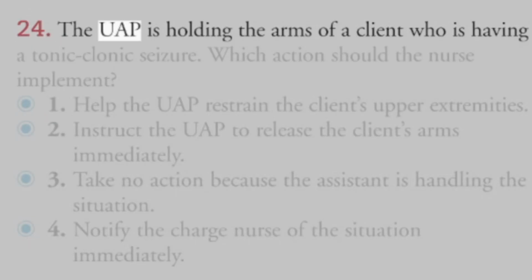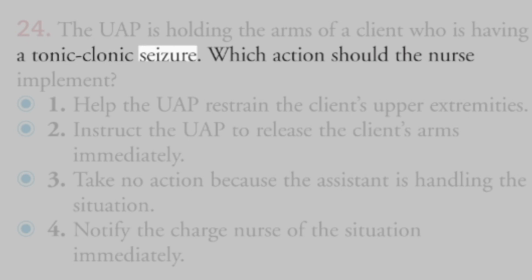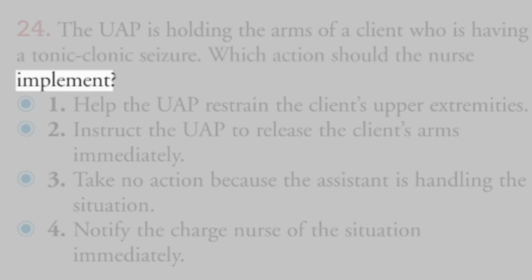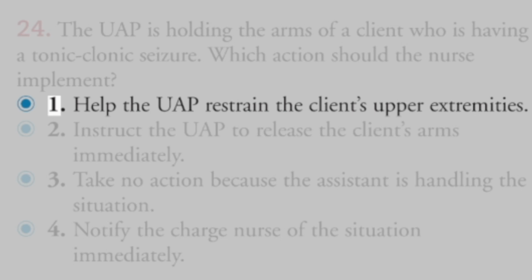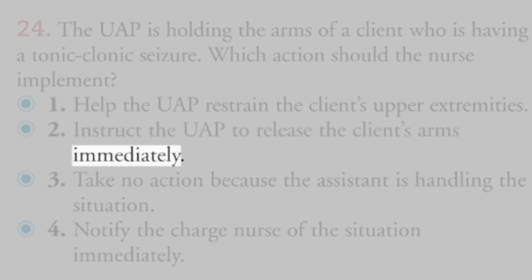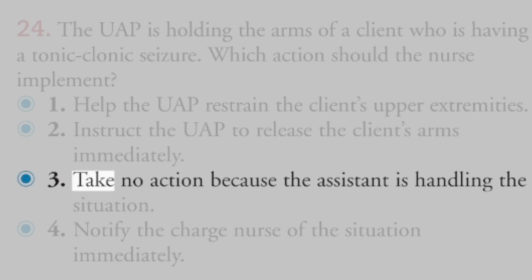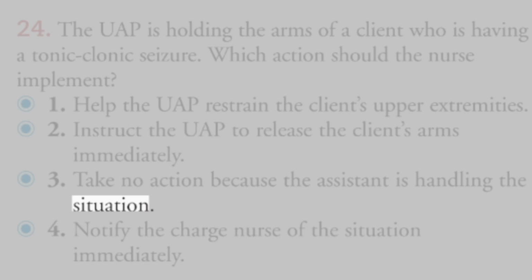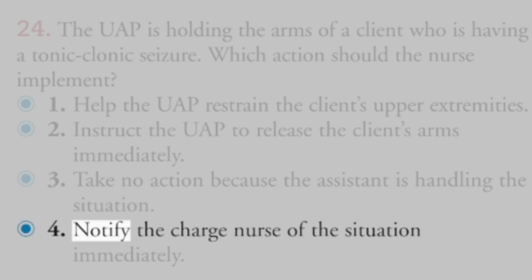24. The UAP is holding the arms of a client who is having a tonic-clonic seizure. Which action should the nurse implement? 1. Help the UAP restrain the client's upper extremities. 2. Instruct the UAP to release the client's arms immediately. 3. Take no action because the assistant is handling the situation. 4. Notify the charge nurse of the situation immediately.